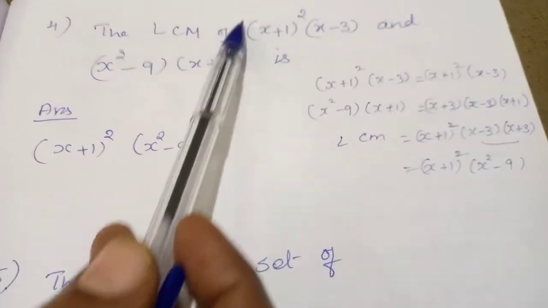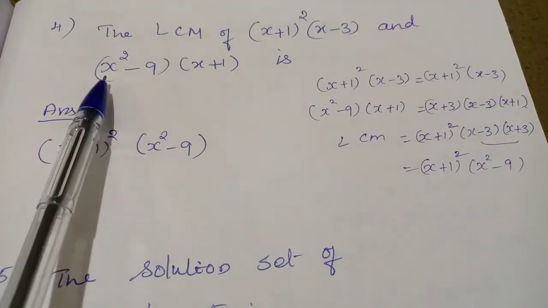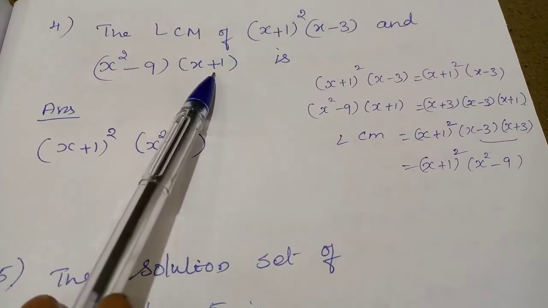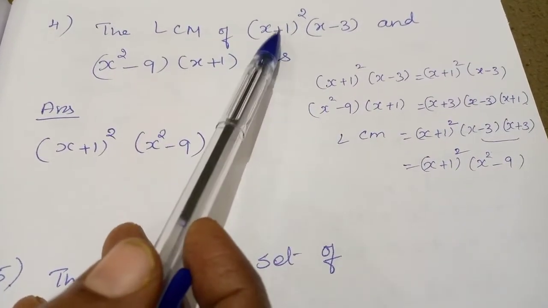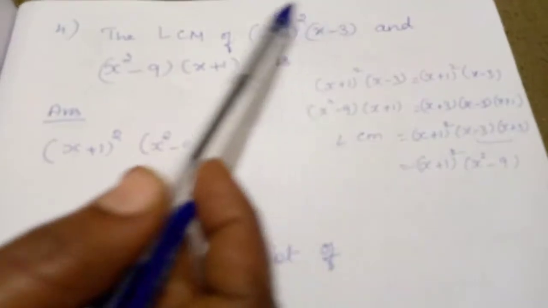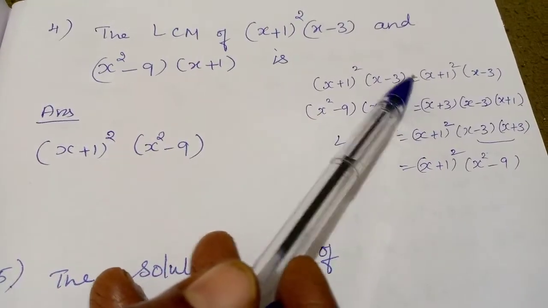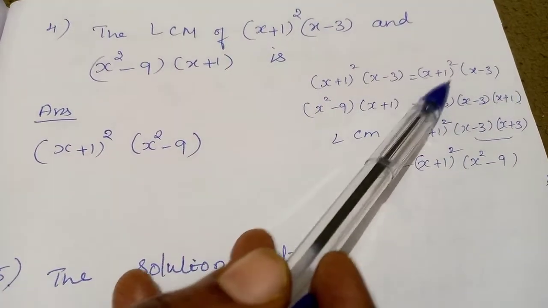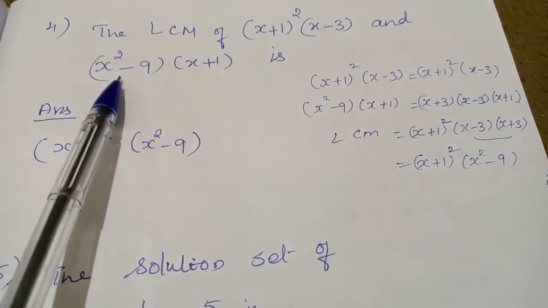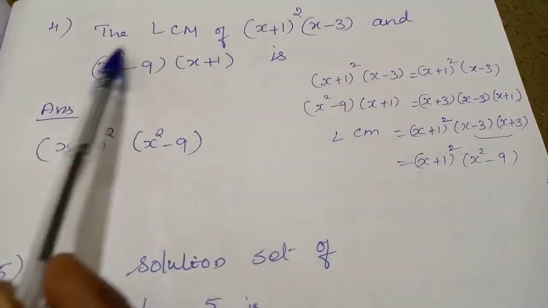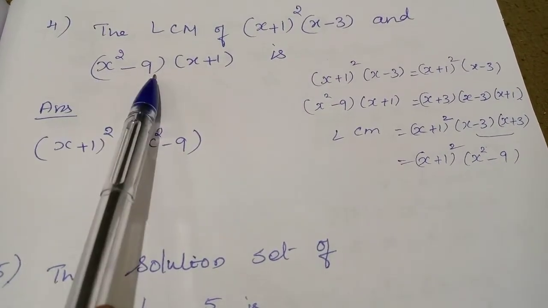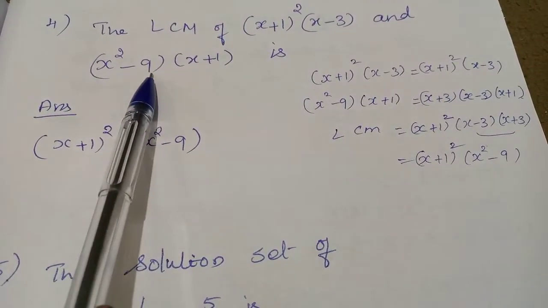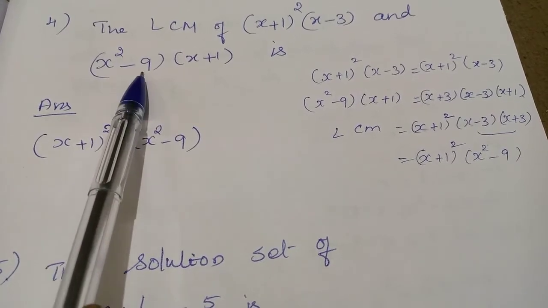Let us split the expressions. We need to compare them before that. In the given two expressions, are there any common factors? Here x plus 1 the whole square is there. So there is a common factor. So write the first expression as it is, x plus 1 the whole square into x minus 3. Now come to the second expression. Here x square minus 9 is in the form of a square minus b square. For that it can be written as x square minus 3 square.